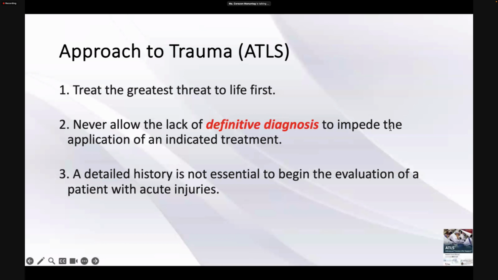We just depend on the injury pattern. We use the mechanism and the clinical presentation to identify injury pattern. And like the way we discuss patients that are yet to be worked up, for example, blunt abdominal trauma from a motor vehicular crash with possible injuries to the liver, to the spleen, depending on what part of the abdomen was mostly hit. So a detailed history is not essential to begin the evaluation of patients with acute injuries.